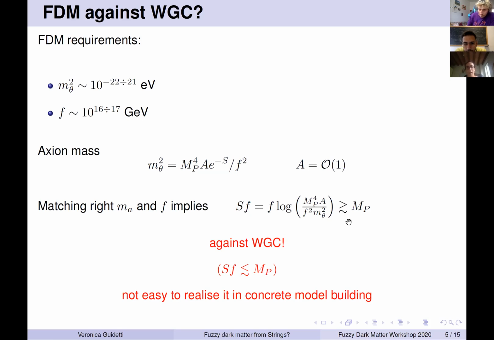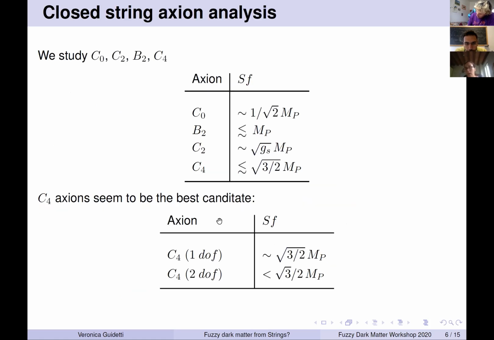So as Michele said, our best candidates for fuzzy dark matter are closed string axions. Since we knew that we wanted to match this kind of condition, we first briefly scanned the various possibilities in terms of closed string axions. In type IIB, we have four kinds of axions, C0, C2, B2, and C4, which are integrations of antisymmetric forms over cycles. The simple scan we made gave these results. In particular, I have to say that this g_s is the string coupling, so it has to be much smaller than 1. We see that in general, for these three kinds of axions, we can get S times F of order the Planck mass, but of course, we wanted to get the best case scenario, right?